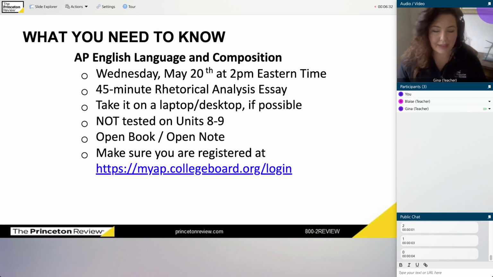If you don't have a laptop or a desktop, you do have the option of doing this on a tablet or even a smartphone. However, in that case, the best option for you would be to hand write your essay and then take a photograph of it with your tablet camera or smartphone camera and actually upload it to the College Board. So that is an option. However, what would you rather do? Type an essay or hand write it?